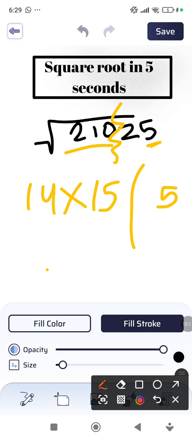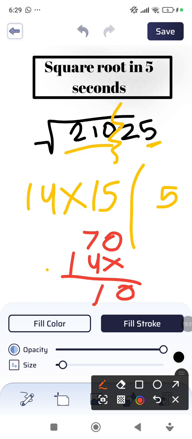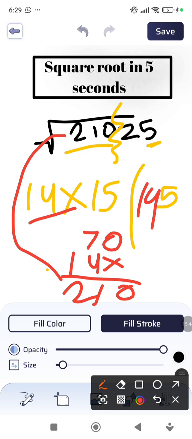When we multiply 14 with 15, 5 4s are 20, 5 1s are 5, and 6 1s are 7. Then we'll multiply 1, 4 and 1. We will get 210, which is equal to this. Of course, we do not have to check this. There's no bigger or smaller number. So yes, we can directly write that it is 145, and that is it.